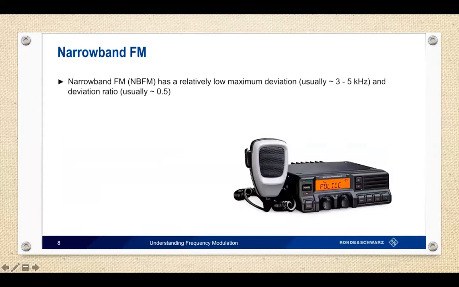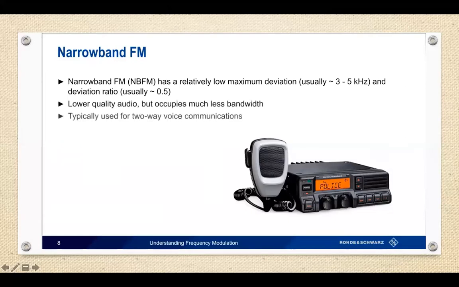Narrowband FM has a much lower maximum deviation compared to wideband FM, usually only 3 to 5 kilohertz. By definition, the deviation ratio of narrowband FM signals is always less than 1, and in practice they tend to be somewhere around 0.5, although this can vary widely between radios and applications. This lower deviation ratio means lower audio quality, but also a narrower signal bandwidth, and thus narrowband FM is normally used for two-way voice communications. Typical channel widths are usually 12.5 or 25 kilohertz, although this too can vary depending on the application.